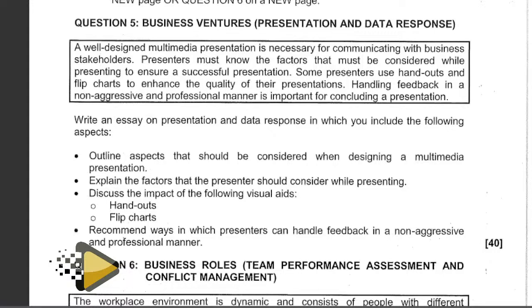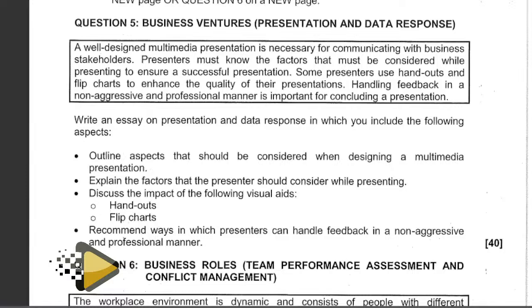Remember, here we are now dealing with an essay. It reads as follows: a well-designed multimedia presentation is necessary for communicating with business stakeholders. So presenters must know the factors that must be considered while presenting to ensure a successful presentation. Some presenters use handouts and flip charts to enhance the quality of their presentations. Handling feedback in a non-aggressive and professional manner is so important for concluding a presentation. So write an essay on presentation and data response in which you include the following aspects.